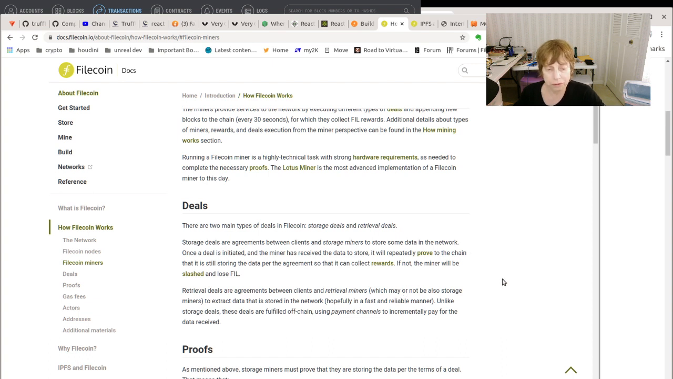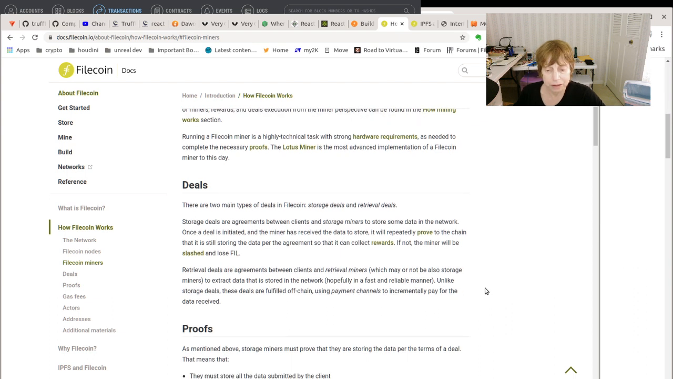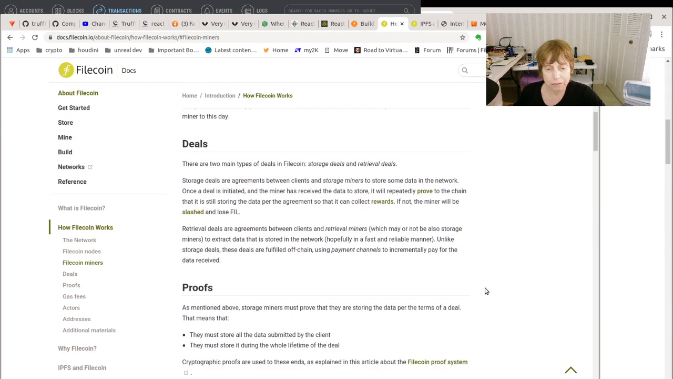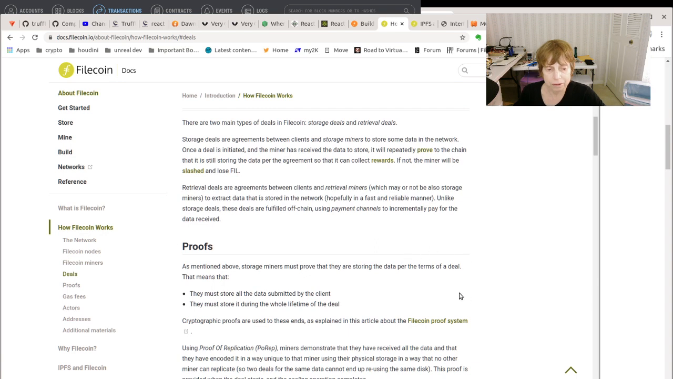And retrieval deals are agreements between clients and retrieval miners, which could be separate or can be the same as storage, to extract the data. And this is interesting. Fulfilled off-chain using payment channels to incrementally pay for the data received. So we're going to have to look into that.